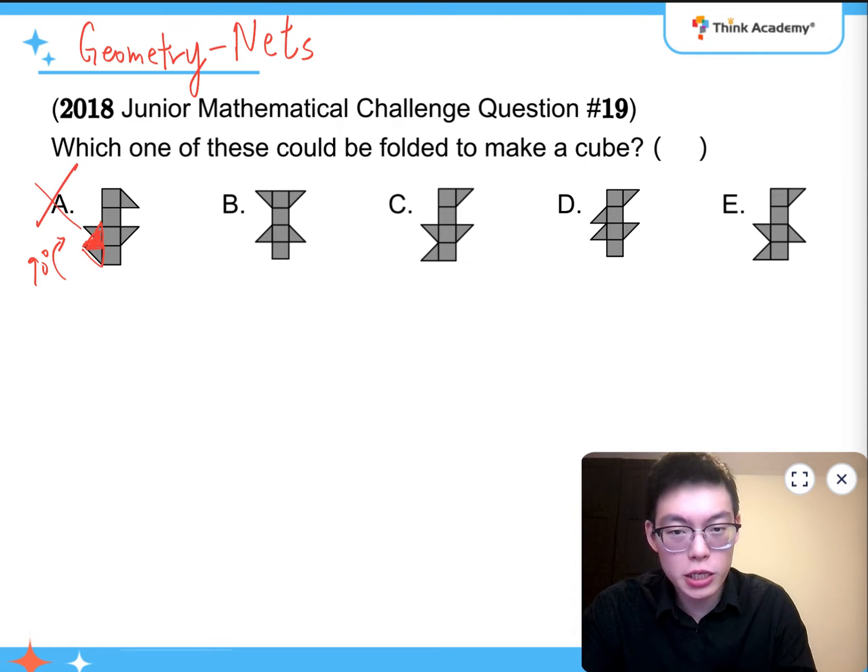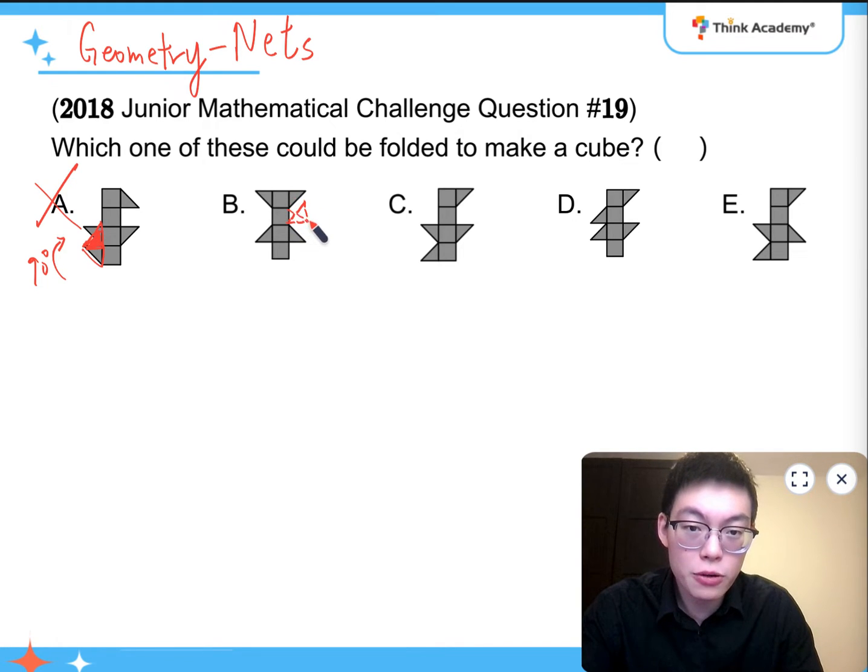So A doesn't work. As for B, when I'm rotating these, you can see that it's going to go there and it's going to go there, right? This is going down 90 degrees. This is going up 90 degrees. So again, they're overlapping with some emptiness there, which means that B doesn't work.